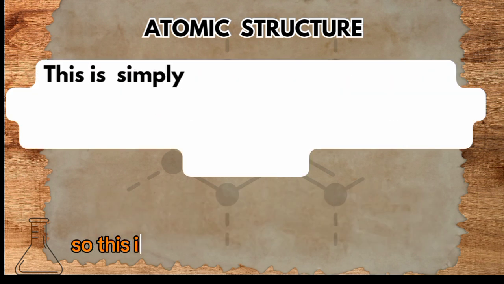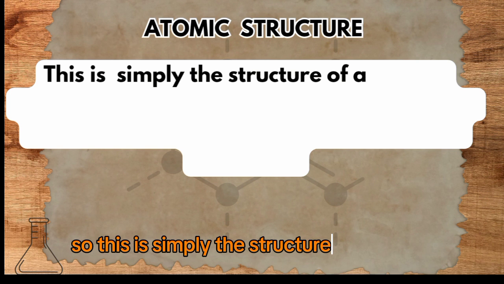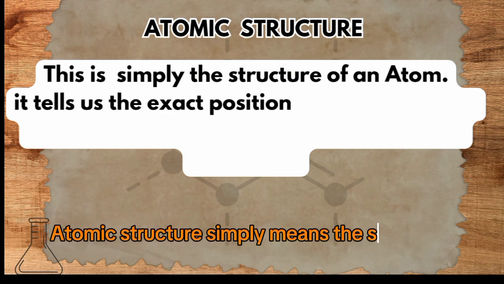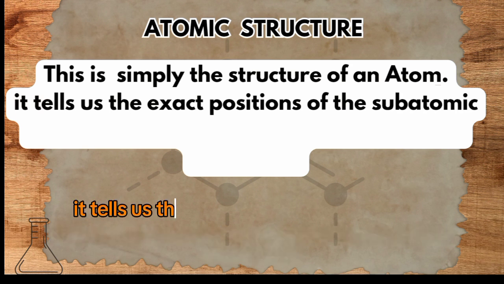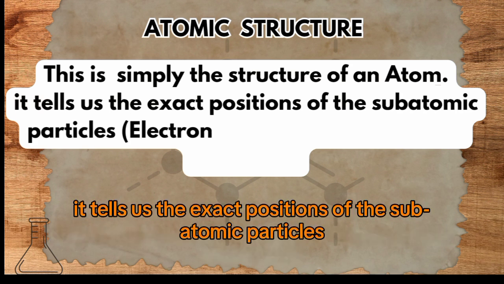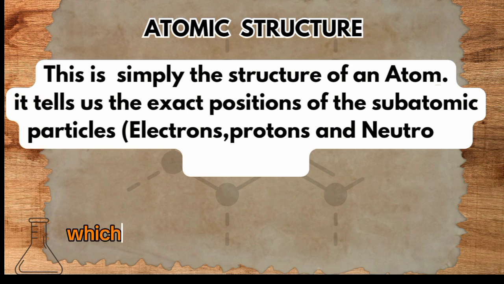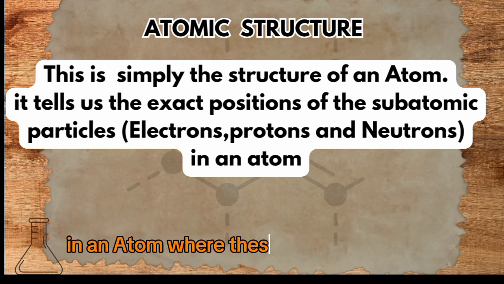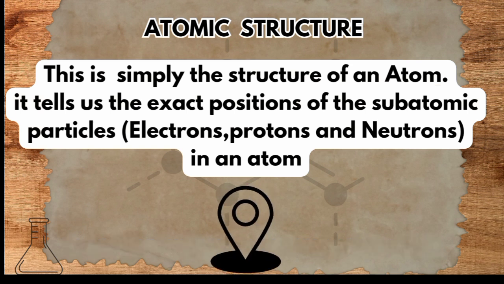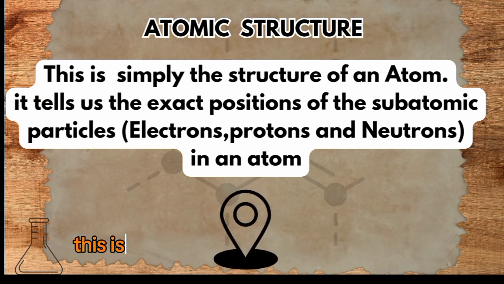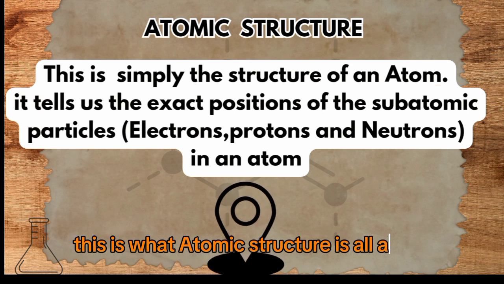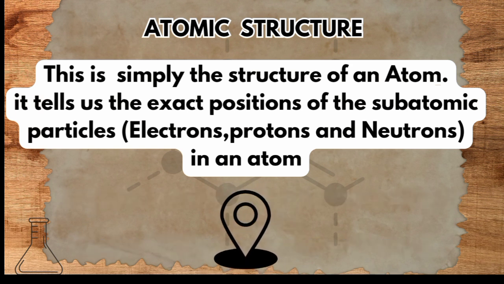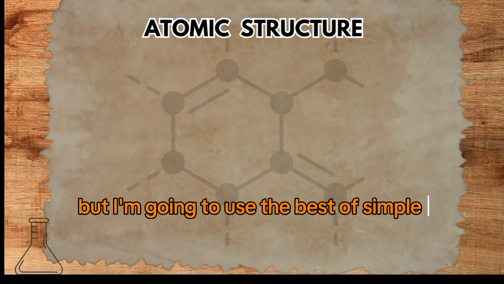So this is simply the structure of an atom. Atomic structure simply means the structure of an atom. It tells us the exact positions of the subatomic particles, which include the electrons, protons, and neutrons in an atom, where these three are located. The location in an atom, this is what atomic structure is all about. Do you understand? Atomic structure is quite vast, but I'm going to use the best of simple English to make us understand.